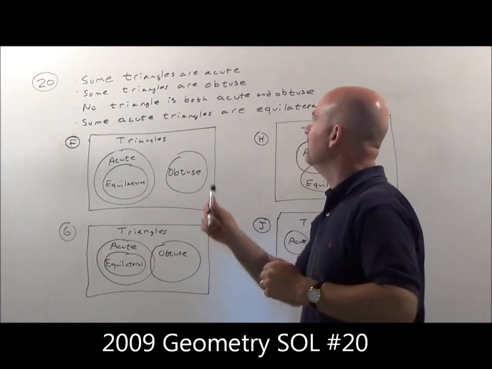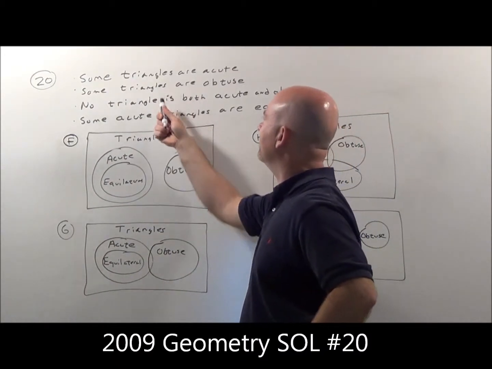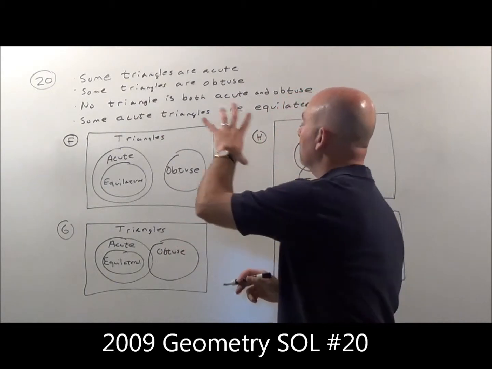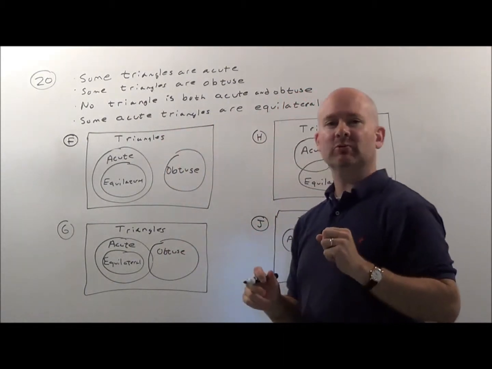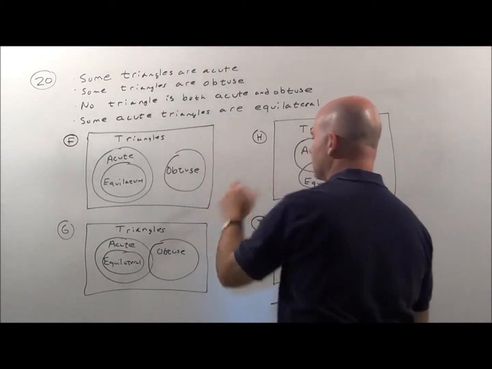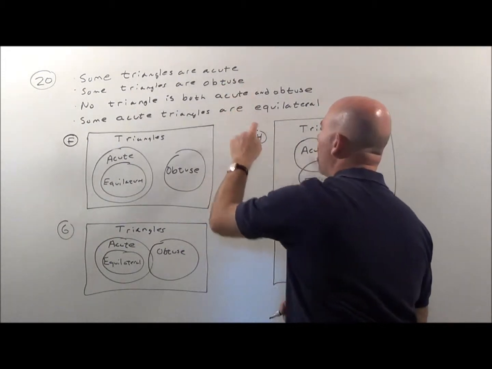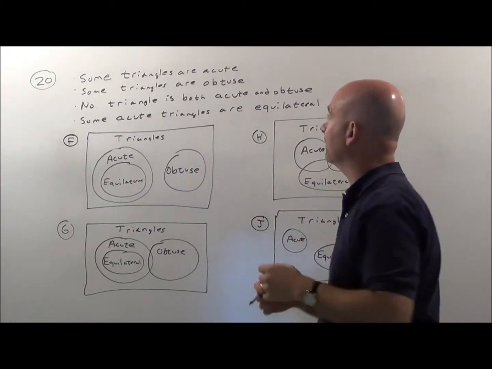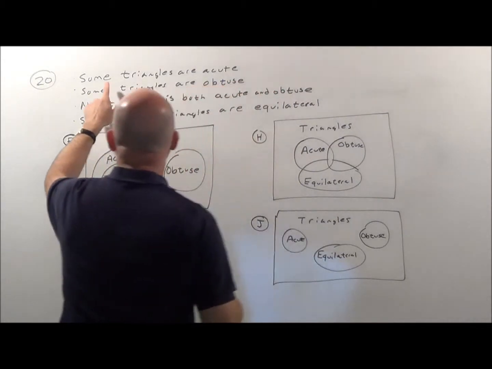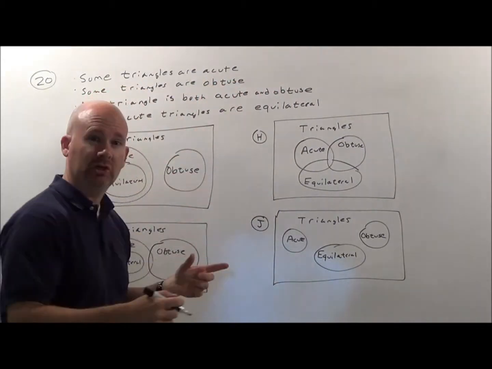Problem 20. It gives 4 different criteria for the Venn diagrams we have, and we've got to see which of these Venn diagrams matches all 4 pieces of the criteria. Now, the first one says some triangles are obtuse.